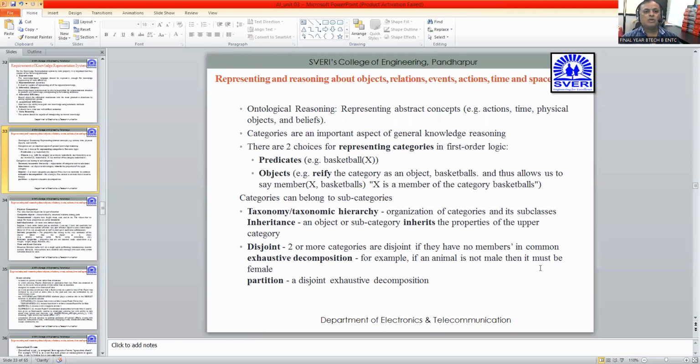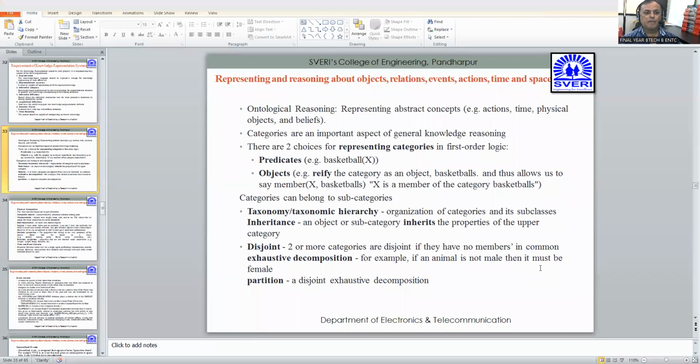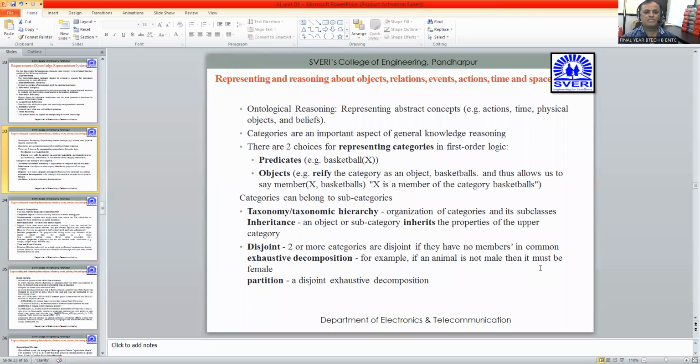There are two representing categories which come into the picture. One is predicates and the other one is objects. The first one is the predicate. For example, if you take basketball X, that is called a predicate. And if you want to say objects, that means the category as an object.